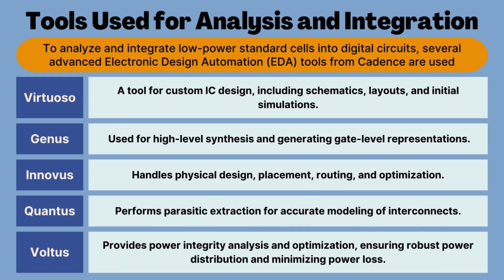Next, tools used for analysis and integration. First, Virtuoso, a tool for custom IC design including schematics, layout, and initial simulations. Second, Genus, used for high-level synthesis and generating gate-level representations. Third, Innovus, handles physical design, placement, routing, and optimization. Fourth, Quantus, performs parasitic extraction for accurate modeling of interconnects. And lastly, Voltus, provides power integrity analysis and optimization, ensuring robust power distribution and minimizing power loss.